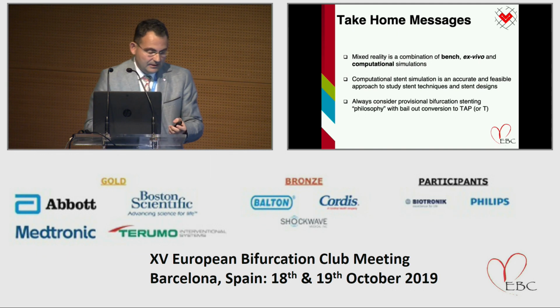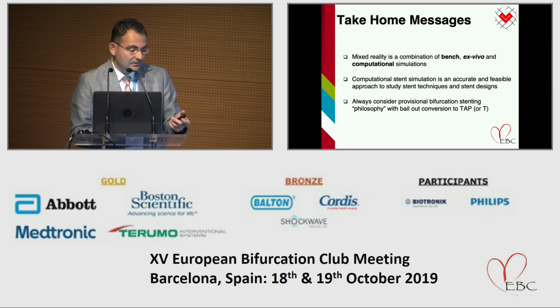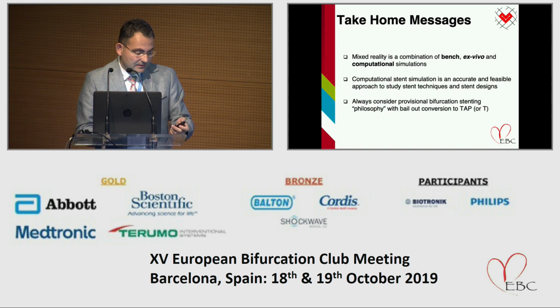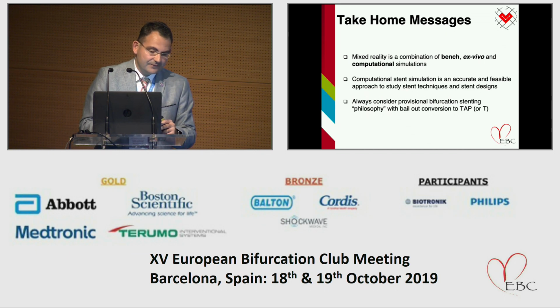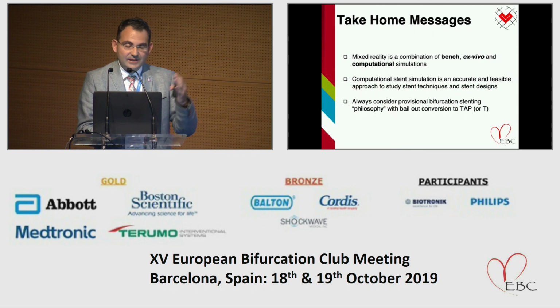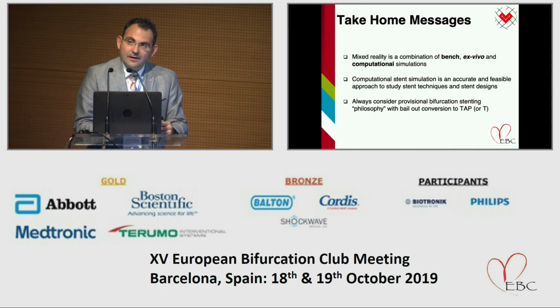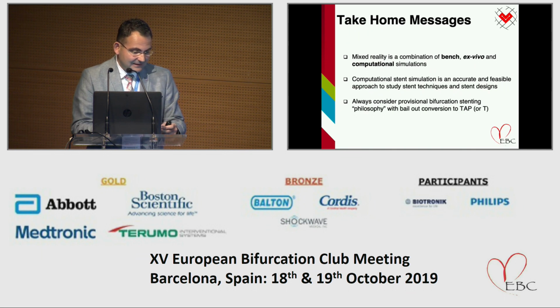Okay. Anyway, that was another case of provisional in the LAD diagonal, coupling the real case in the Visible Heart Lab with a computational simulation. So the take-home message here is that we have different viewpoints of bifurcation stenting, the so-called mixed reality, with bench approach, ex vivo, and computational simulations. Computational stenting simulations are quite accurate and feasible. It's an approach that can replicate the stenting procedures and can give us information about stenting techniques and designs.